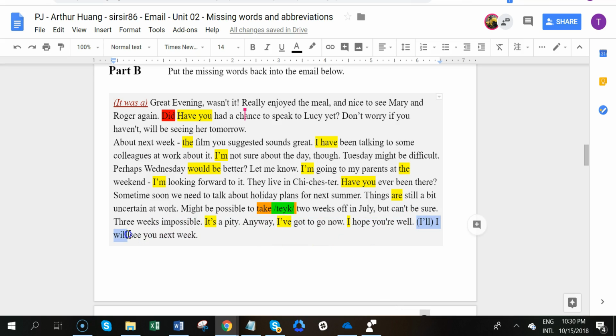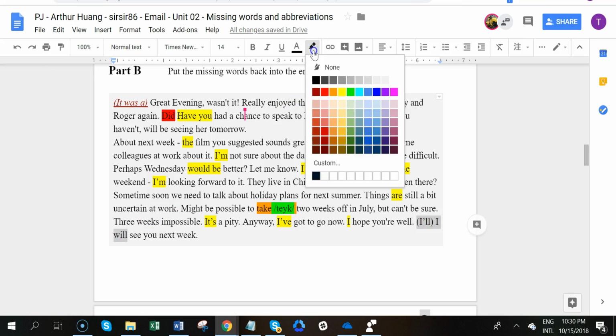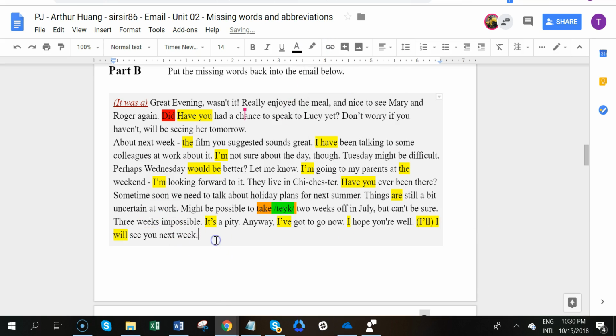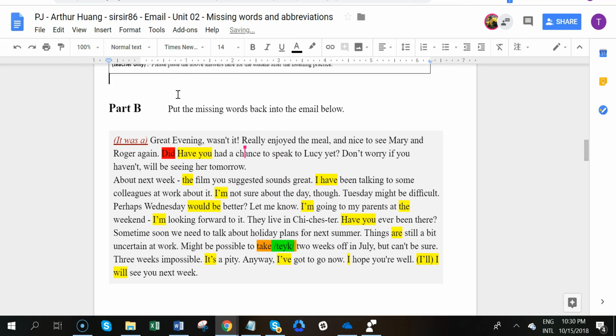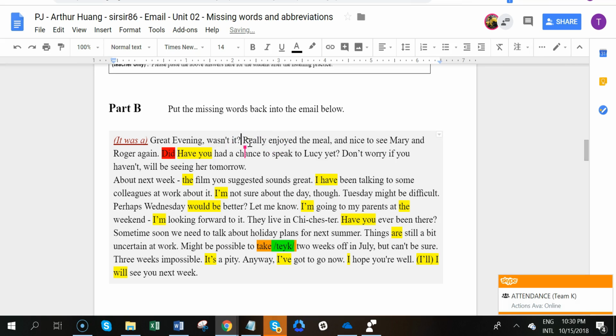Yes. Okay, so now, before we proceed, Mr. Arthur, let us read this paragraph completely with the right intonation. Can you still remember that right intonation? Going up and going down? Okay, so please repeat after me. It was a great evening, wasn't it? This is a question mark, I'm sorry.